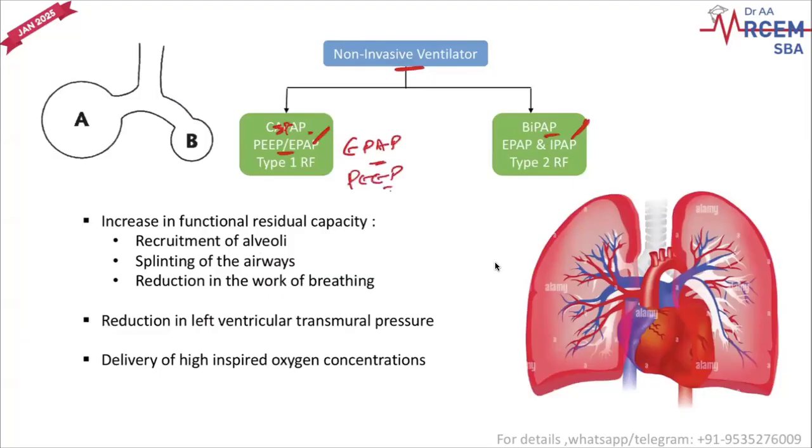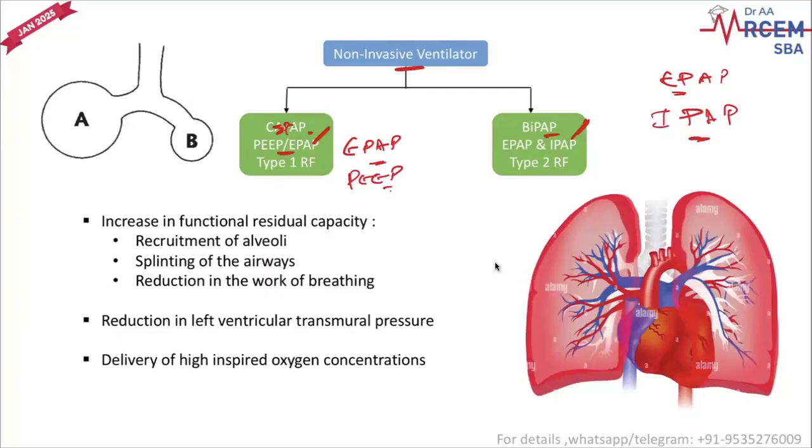In BiPAP, there are fluctuations in the pressure of the air that you are inserting into the lungs. So you have an expiratory positive airway pressure, and you have an inspiratory positive airway pressure. The more correct terms are expiratory positive pressure and inspiratory positive airway pressure.